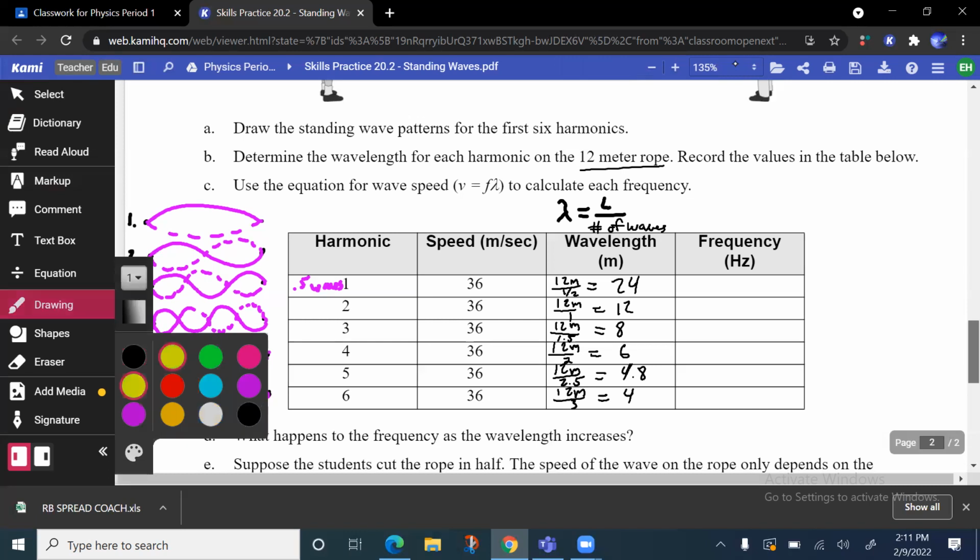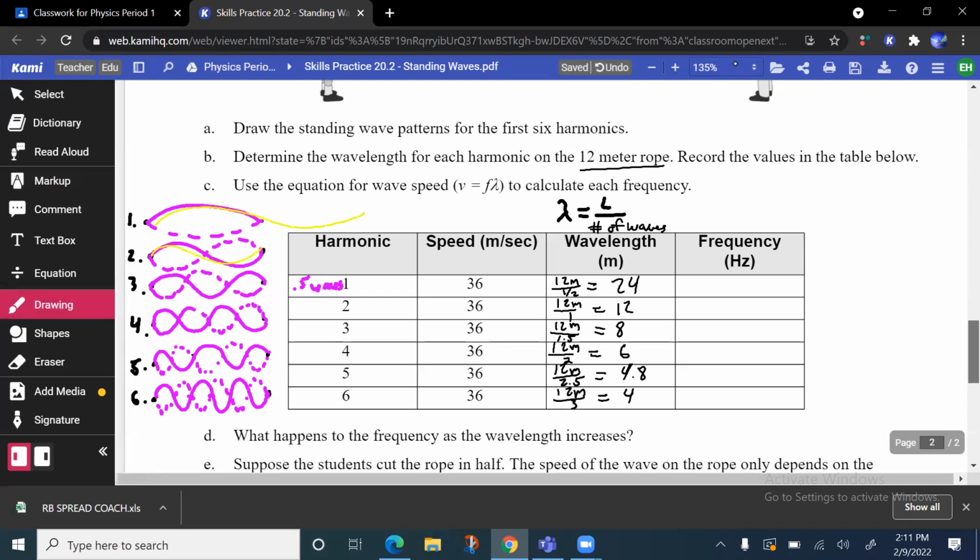And I'm going to draw that over here. Here's the wavelength of the first one, the second one, the third one, the fourth one, the fifth one, and the sixth one. And you can see the bright curve has gotten shorter and shorter.